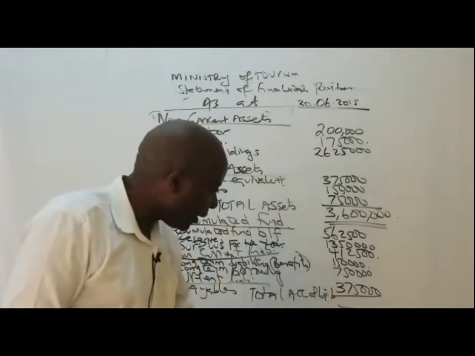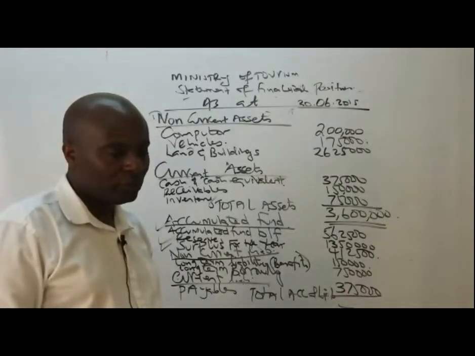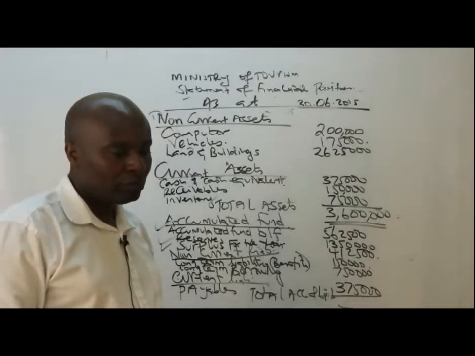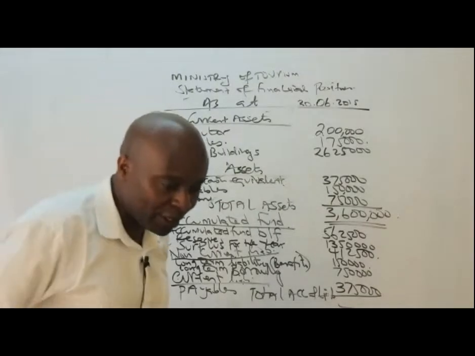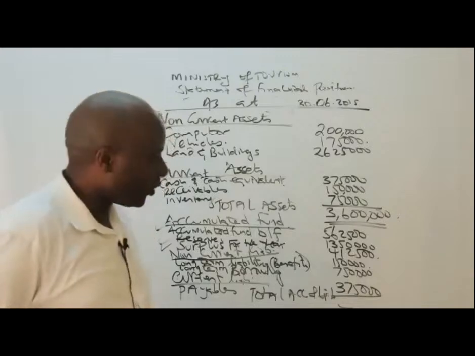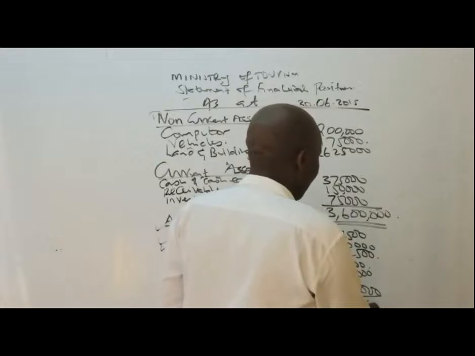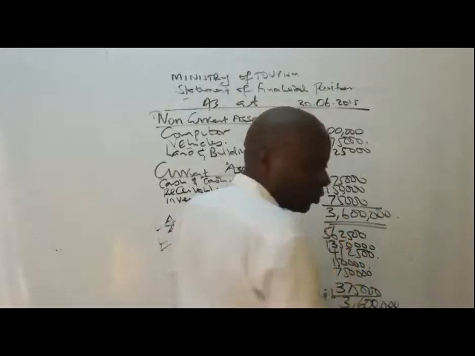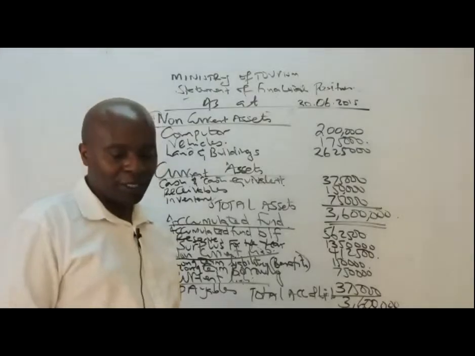Total accumulated. Is it 3.36 or 3.6 million? Please check again. 3.6 million. So somebody, please confirm that the final answer is balancing at 3.6 million.